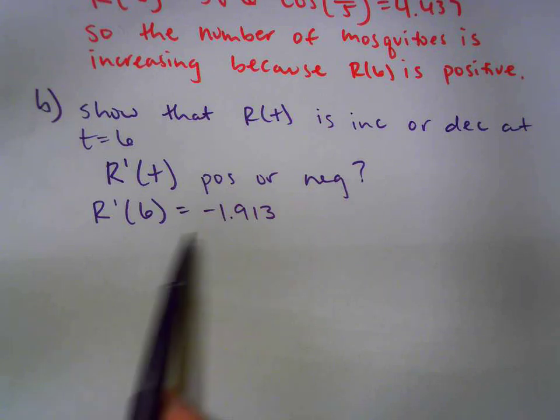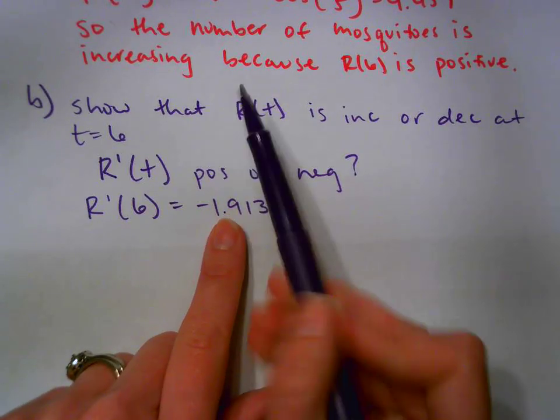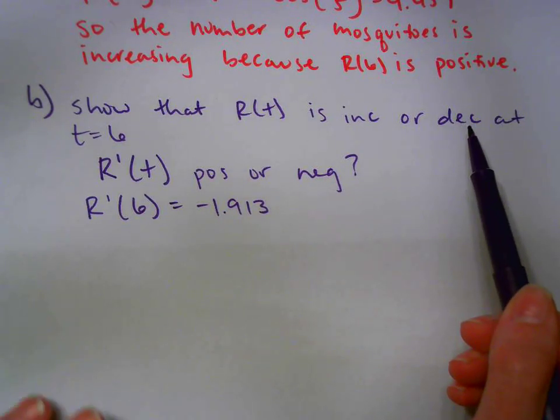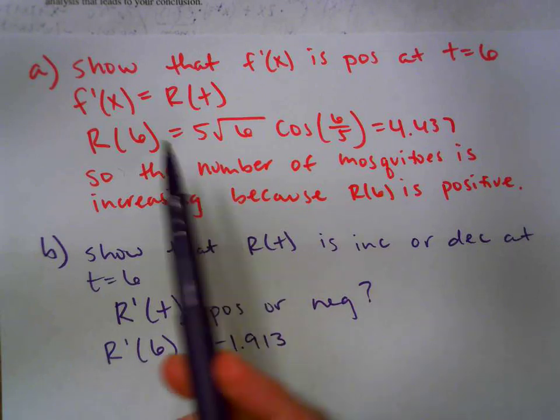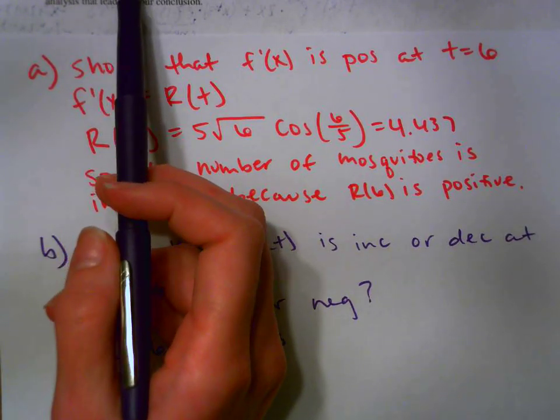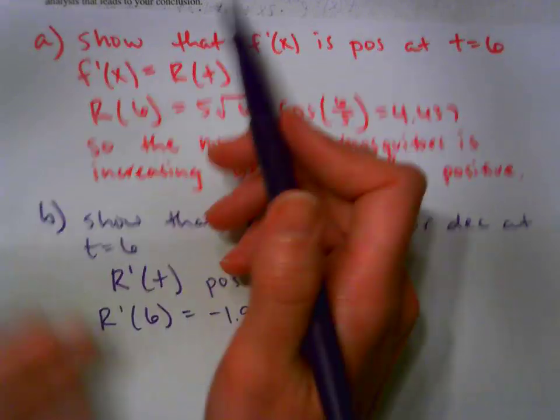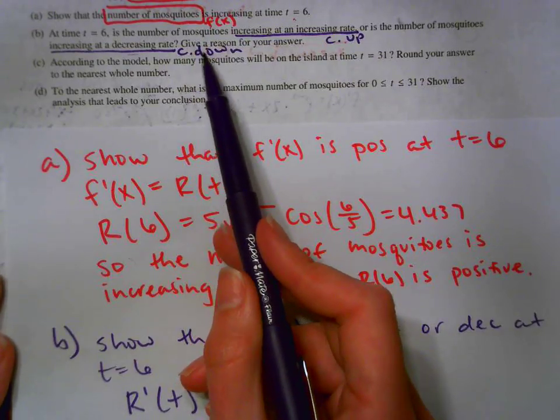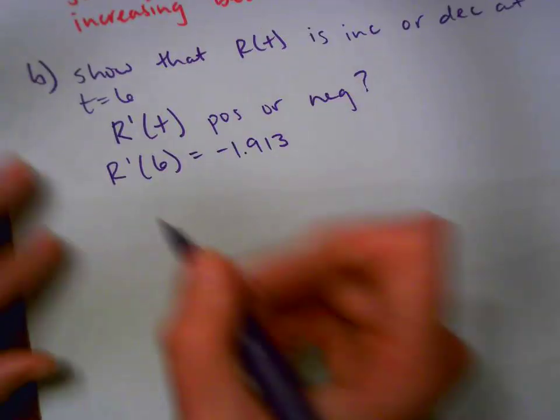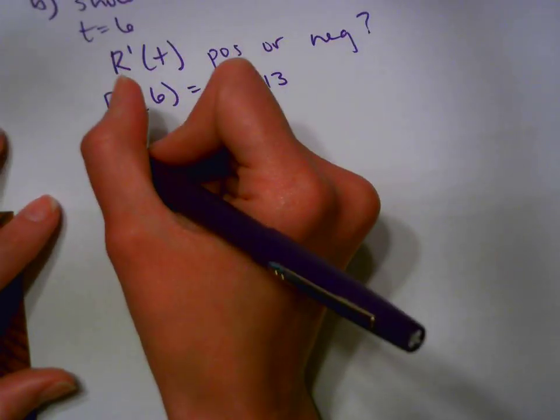So now we can see that r prime is negative, so that means r of t will be decreasing, which means it's increasing at a decreasing rate. Or you can think about it as your function is concave down. So that's what I'm going to say.